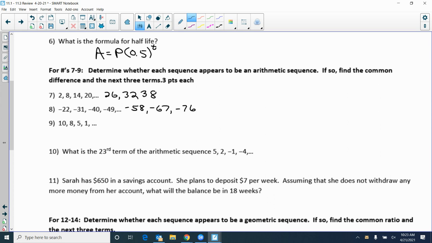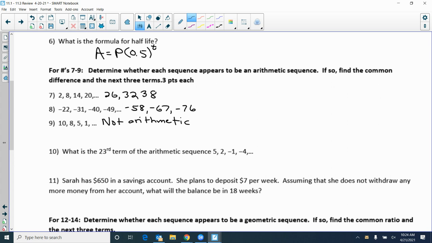Okay, good. And Morgan, is number 9 arithmetic? No, it is not, because it goes down 2, down 3, down 4. It doesn't go down the same amount, so it is not arithmetic. You do not give me the next 3 terms. That is it. You were done. For those, you're just identifying: arithmetic means it increases or decreases by a constant amount.